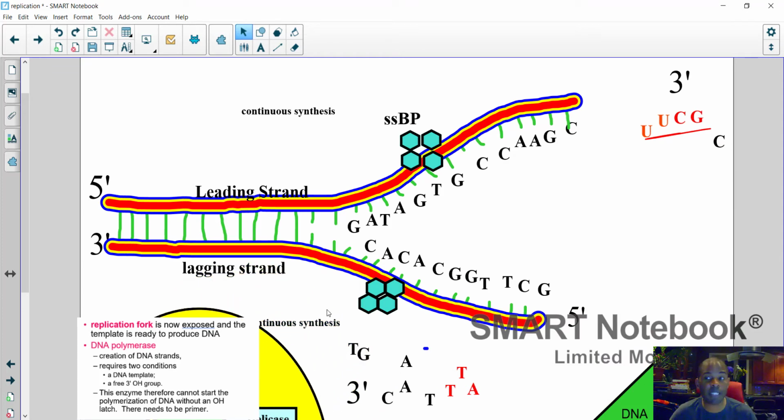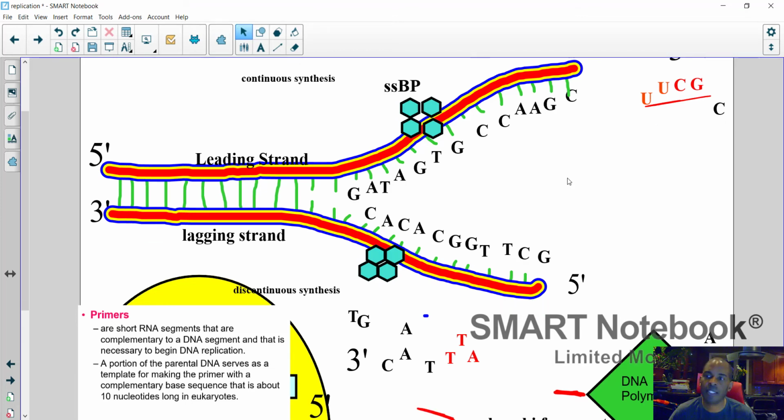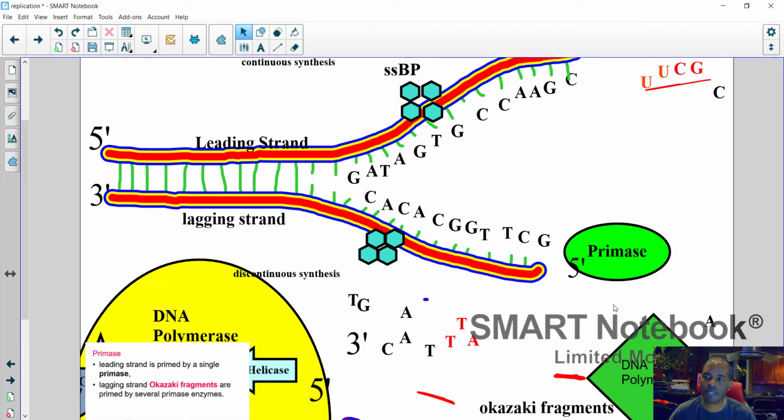So we need something else. We need something to start the DNA polymerase process. We need something to prime it. And what are we going to use to prime the DNA replication? We're going to use a primer. A primer is a single-stranded RNA, a short sequence. In order to build a primer, you need a special enzyme known as primase.